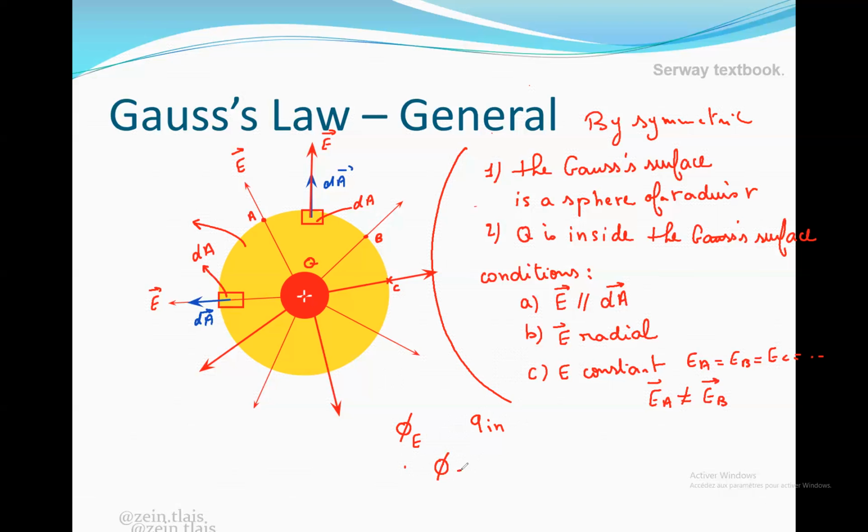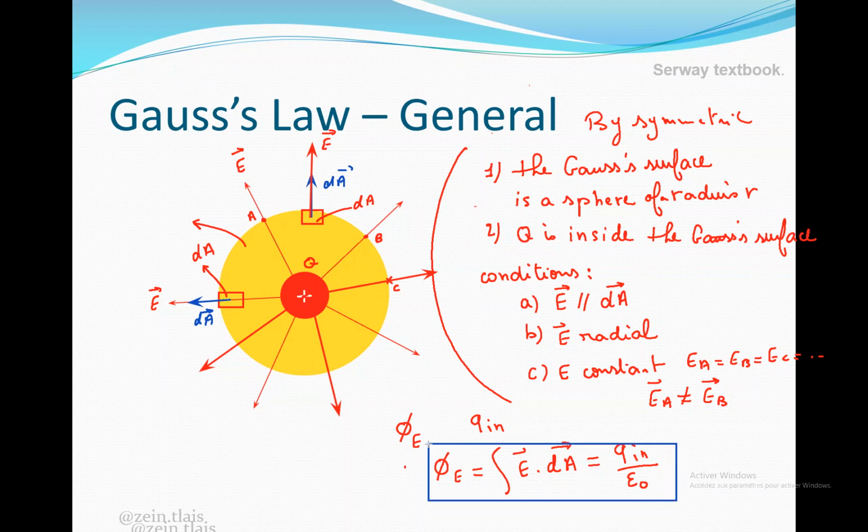We can say phi E. You know, here we must use phi equals the integral of E dA, because the vector E is not constant at any point on the surface. In this case, we have to use this equation. It must be equal to Q inside divided by epsilon 0, which is a given constant quantity. This is the general expression of Gauss's law.